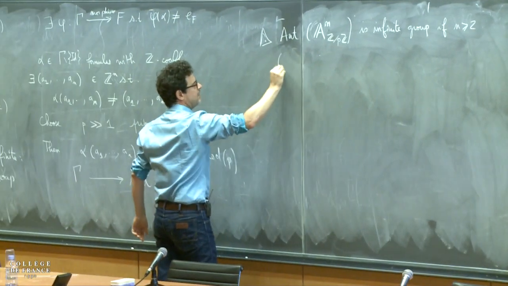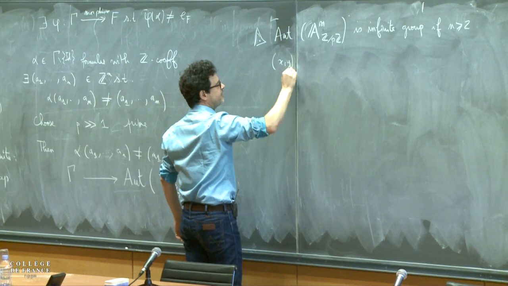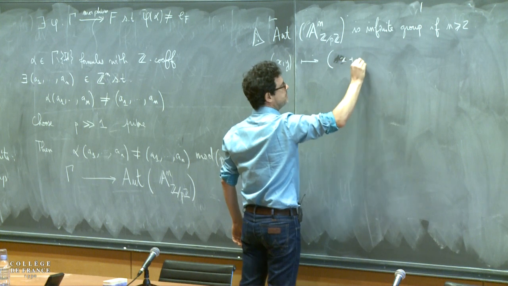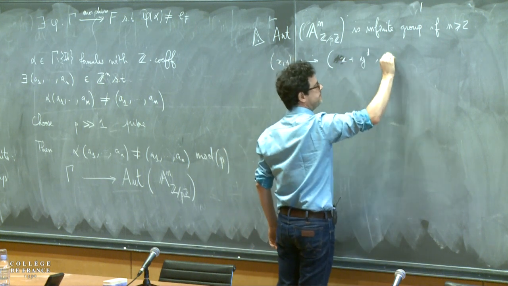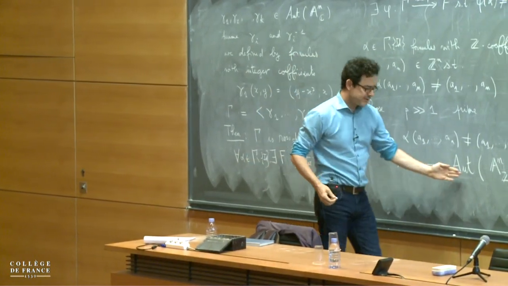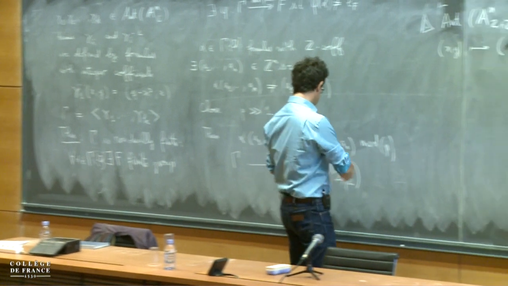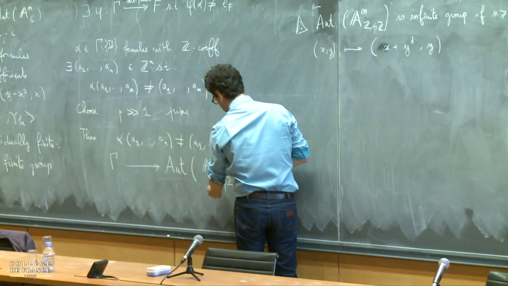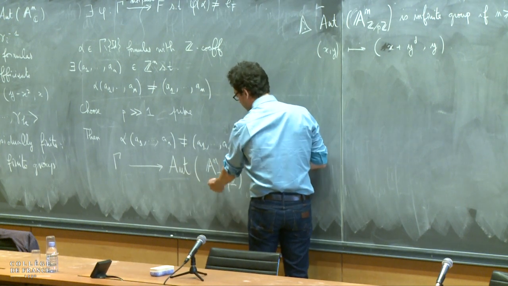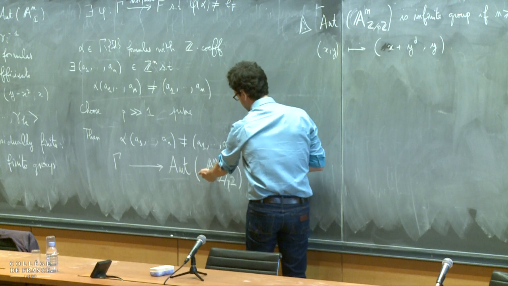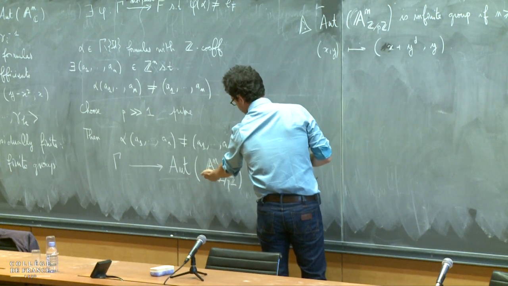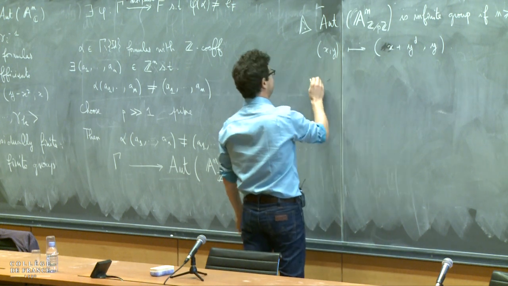It contains all transformations of type, let's say in dimension 2, x, y goes to x plus y to the d, y. Okay. So you need to replace this group now by a finite group. And what you do is, since you have regular automorphisms with coefficients in Z mod P, each element in this group acts just by permutations on the set of points. And so you map this group into the group of permutations of the set of points in the affine space.